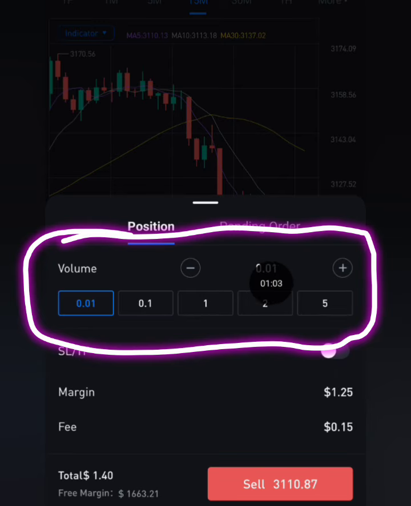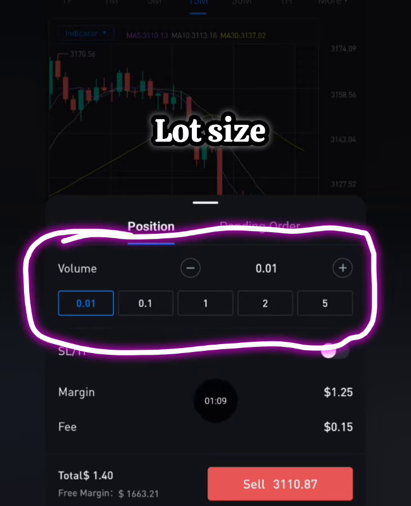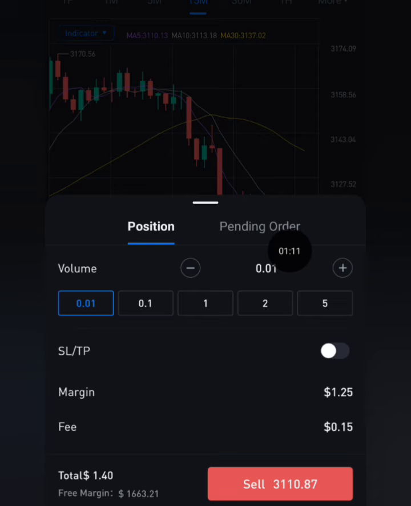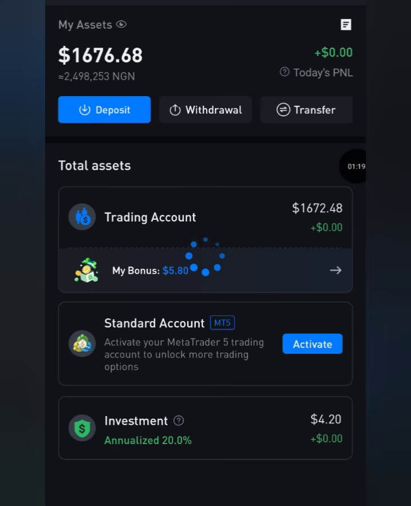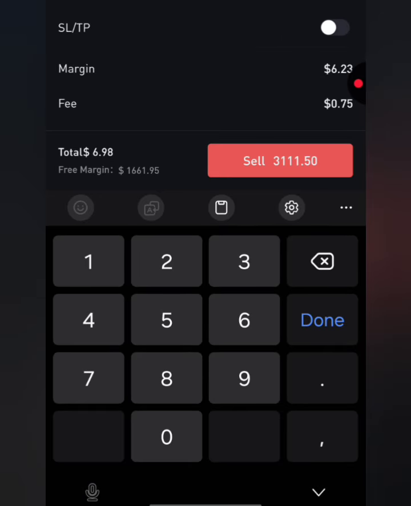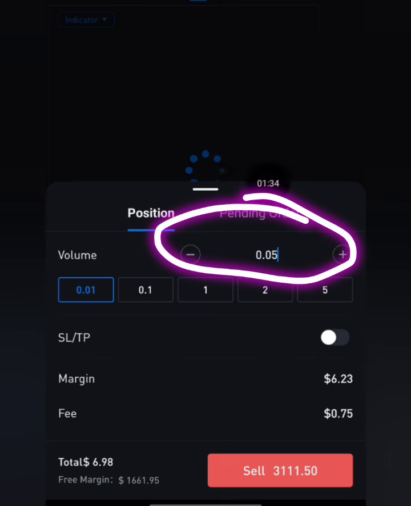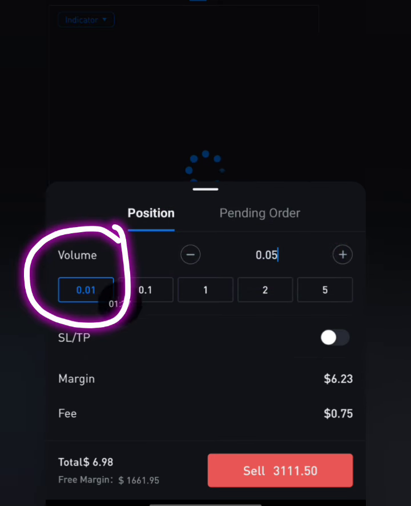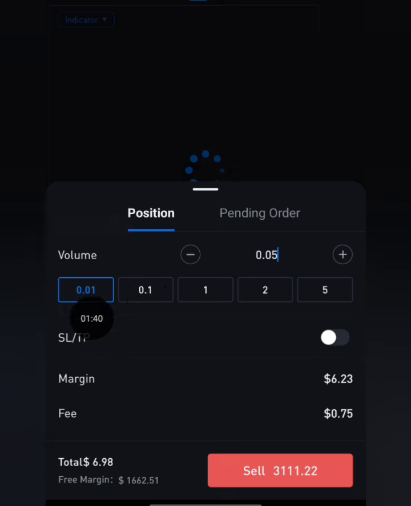Then down here where we have volume, this is where you set your lot size, okay? Now your lot size depends on your capital and also determines the amount of profit you're going to make, okay? Now looking at my balance right here, I have enough balance to enter this trade with a higher lot size, okay? So I'm going to be entering this with a 0.05 lot size, but if your capital is within 10 USDT, 20 USDT, you should use the 0.01 standard lot size right here.